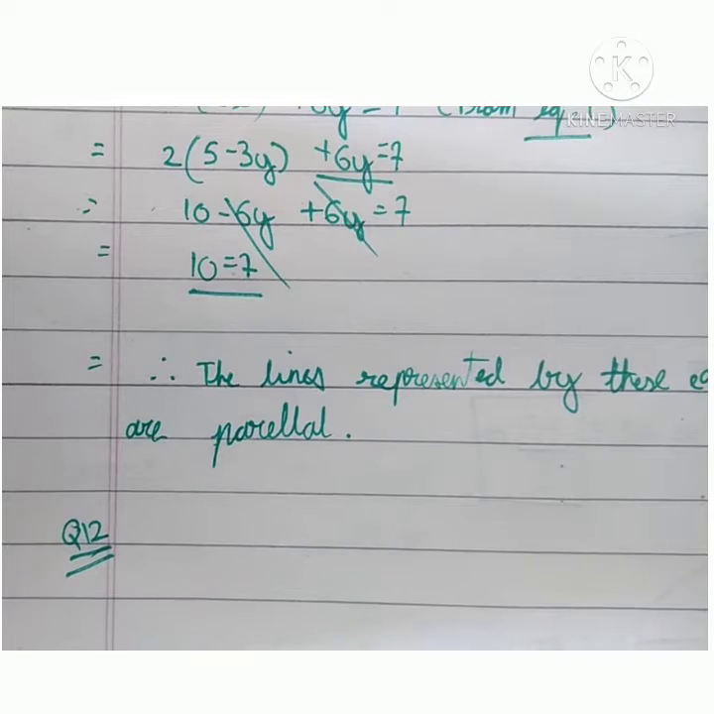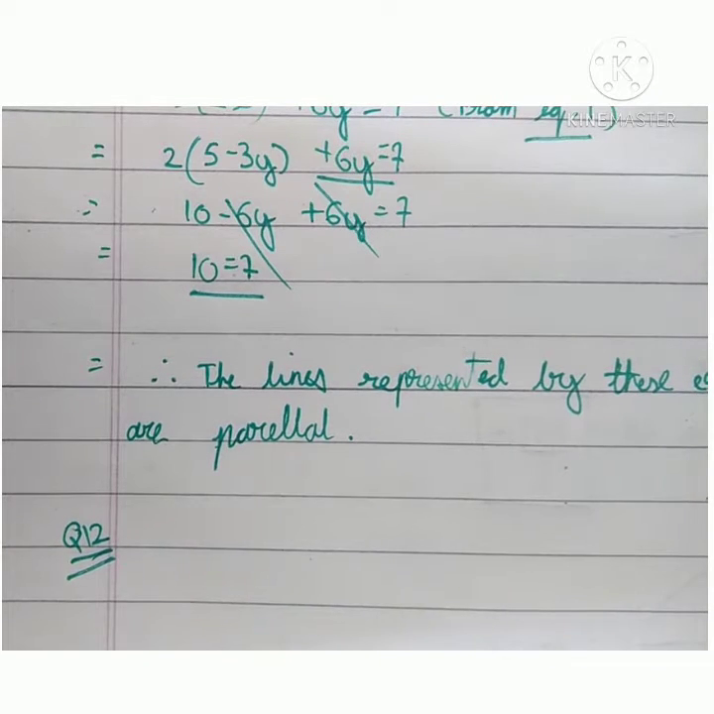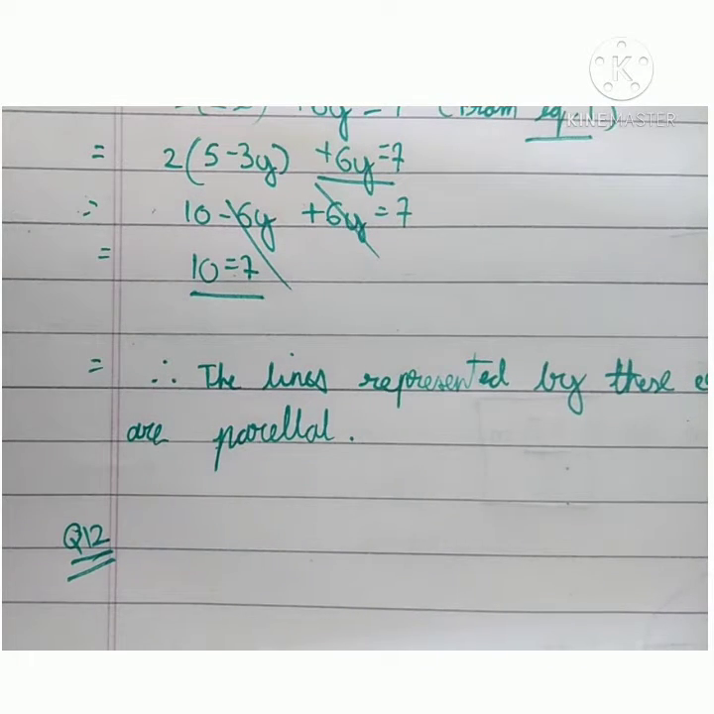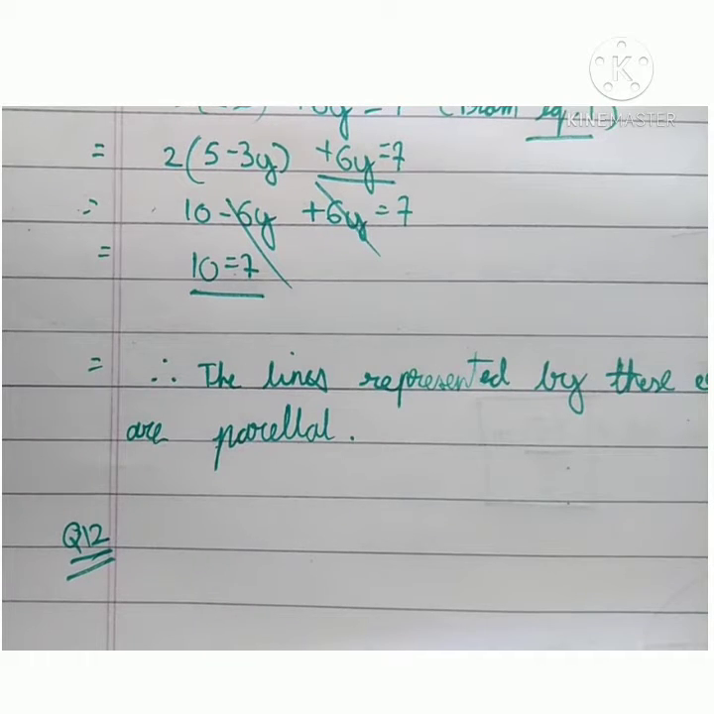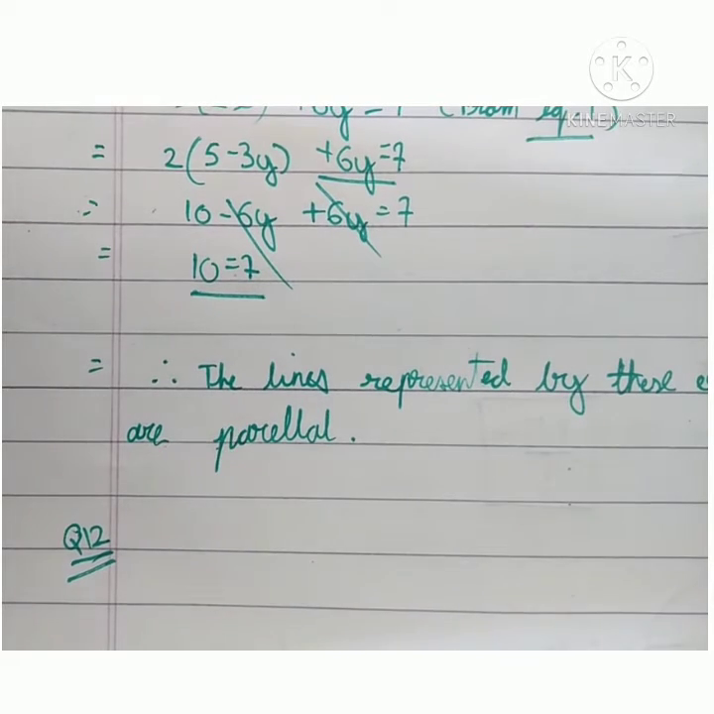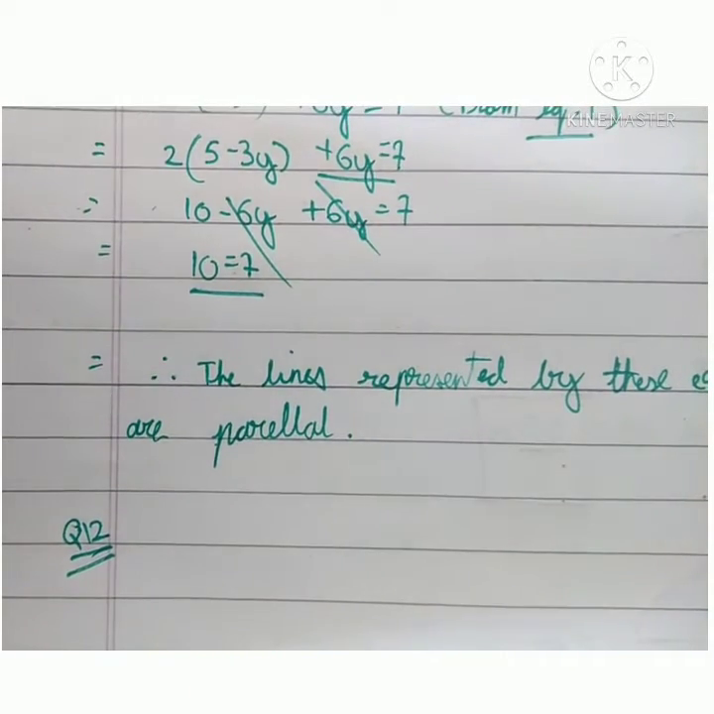So question number 12. It is saying a bag contains three red balls and 5 black balls. A ball is drawn at random from the bag. What is the probability that the ball drawn is red? Okay. So this is a question of probability.